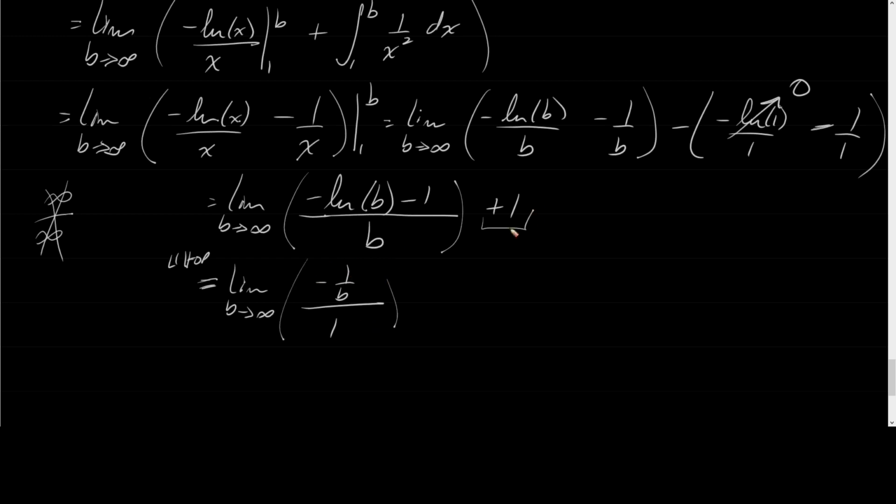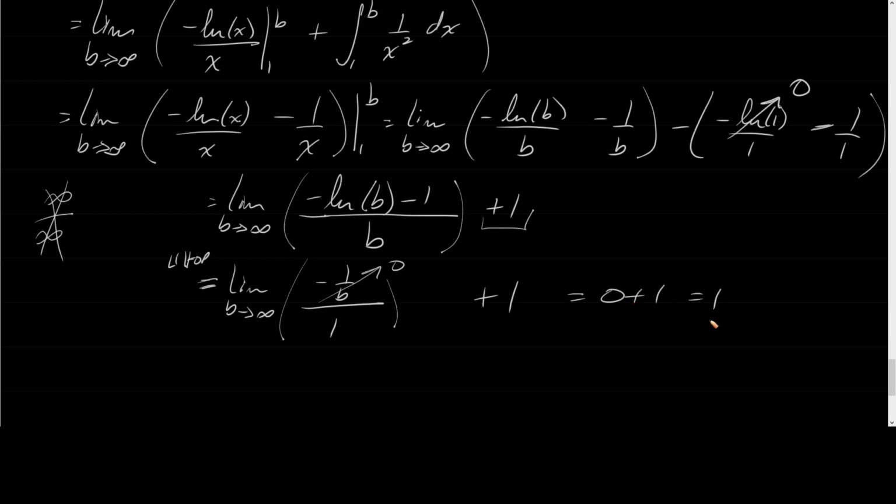And technically, we still do have this plus 1 on the outside, right? Because this limit was only for the part that's being affected by b. This 1 is not being affected by b, so it's not being affected by that limit. At that point, we say, well, as b goes to infinity, this goes to 0. So I end up with 0 plus 1, which is just 1.